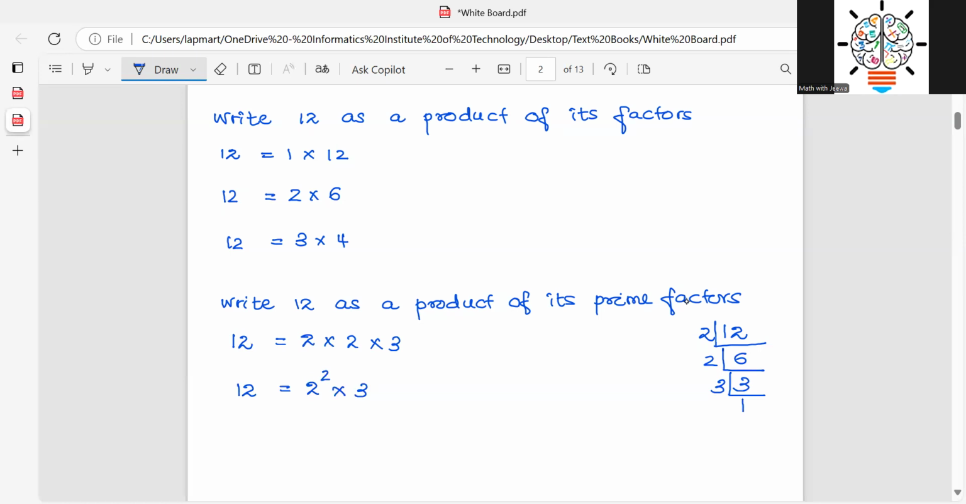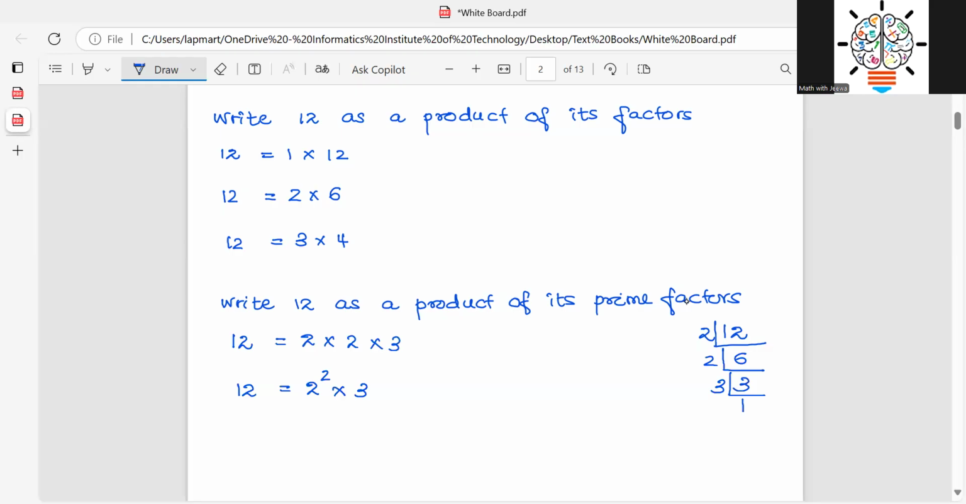Now you just see, the earlier question I asked you was to write 12 as a product of its factors. Now I am asking you to write 12 as a product of its prime factors. Therefore, in your answer, you can include only the prime numbers, or else the prime factors of 12. So this is how you want to write.